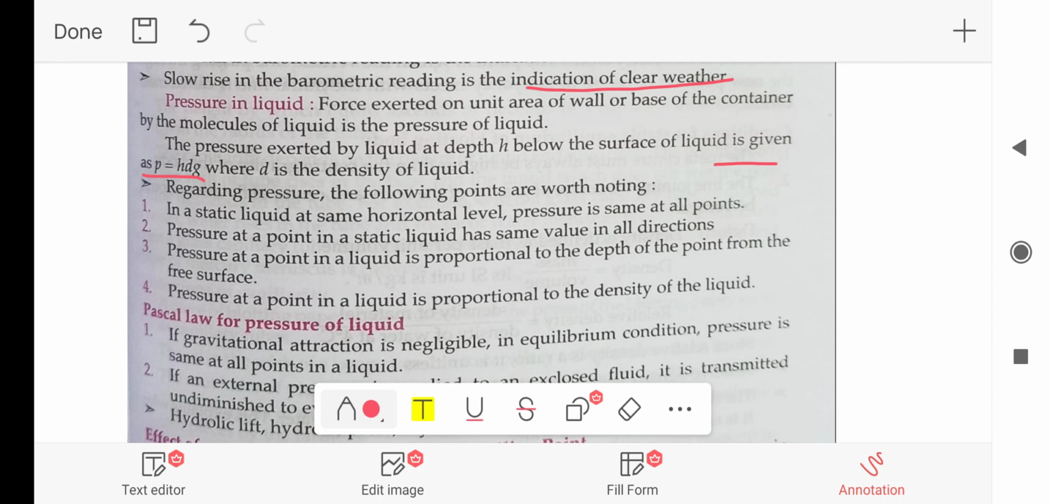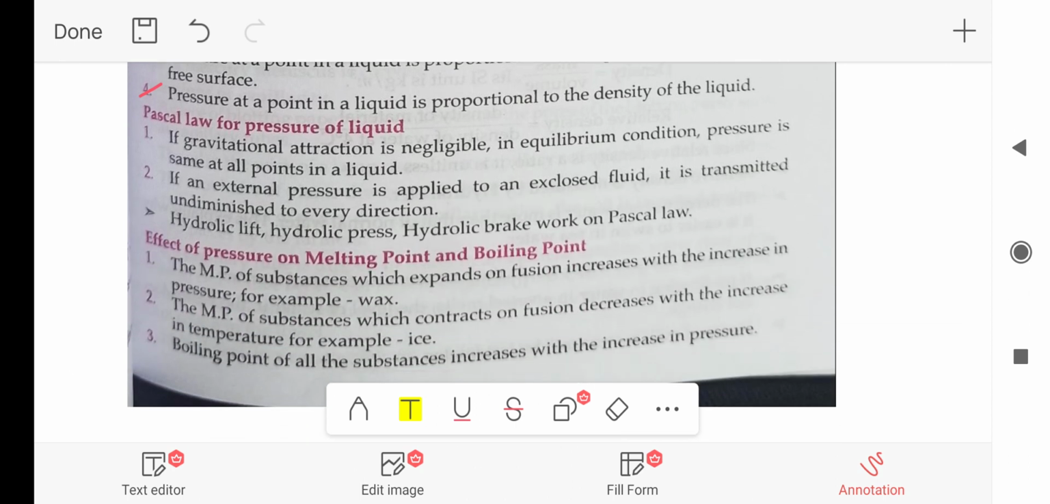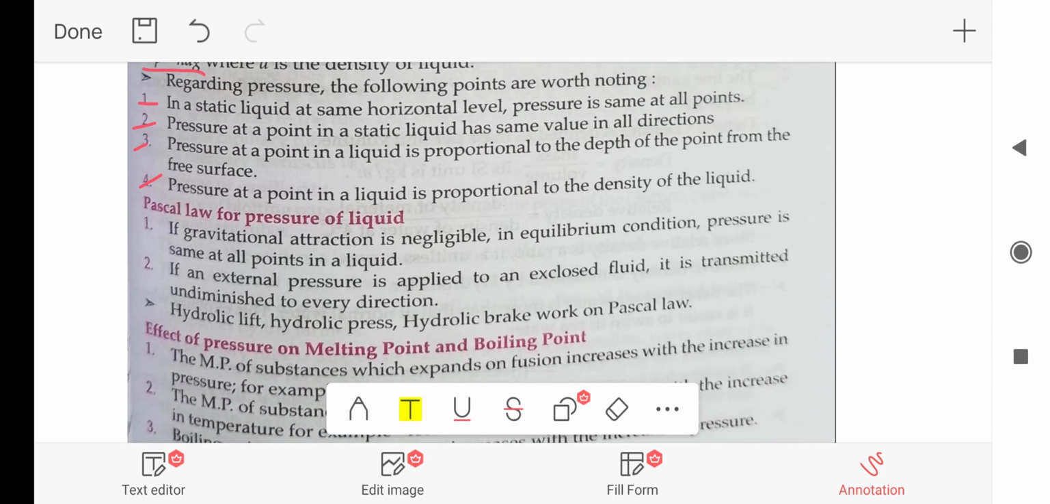Regarding pressure, the following points are worth noting. First, in a static liquid at the same horizontal level, pressure is the same at all points. Second, pressure at a point in a static liquid has the same value in all directions. And third, pressure at a point in a liquid is proportional to the depth of the point from the free surface. And the last, pressure at a point in a liquid is proportional to the density of the liquid. So in a static liquid at the same horizontal level, pressure is the same at all points.